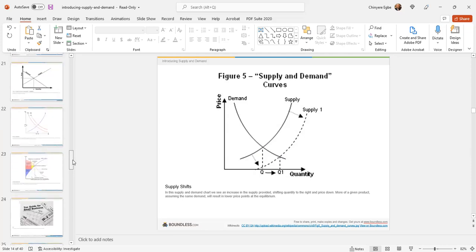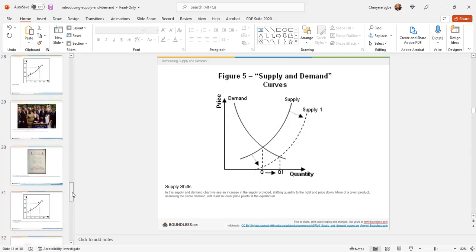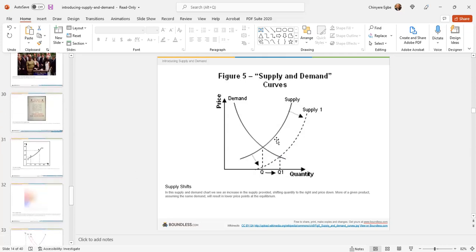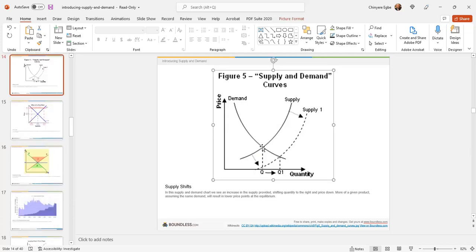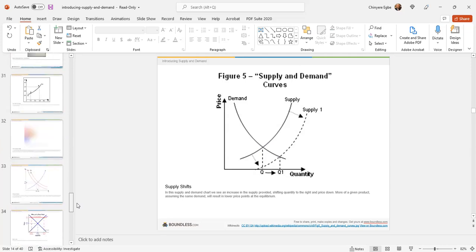And of course, as you can see, if there's an increase in supply, the equilibrium price will also decrease, okay? You see the point where we have the original equilibrium price, and the new equilibrium price will be at a lower point. And of course, that will also increase the equilibrium quantity bought and sold.